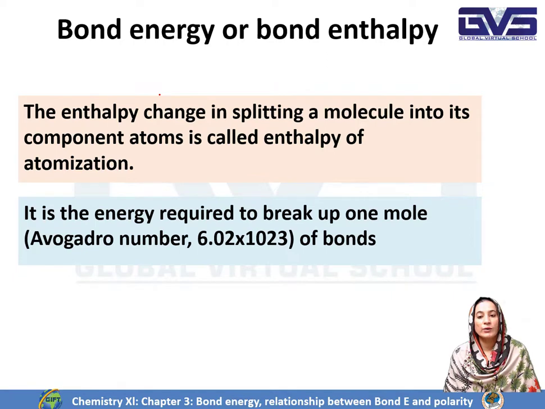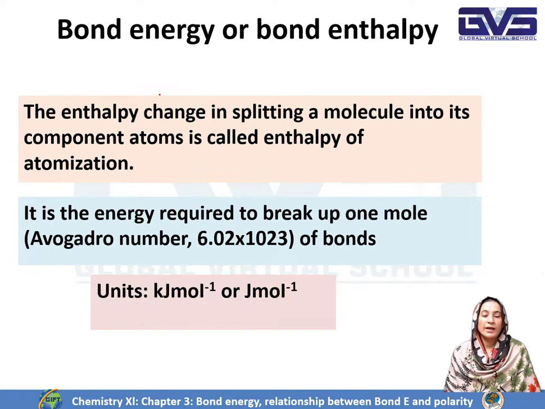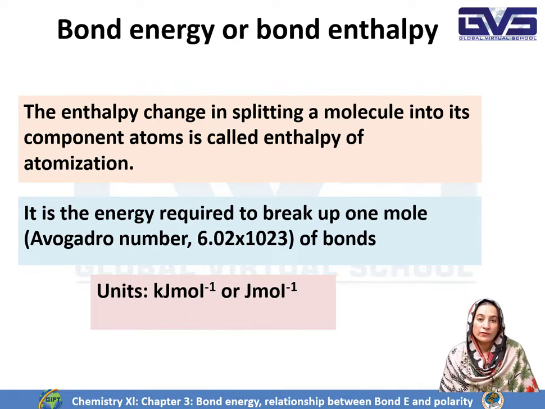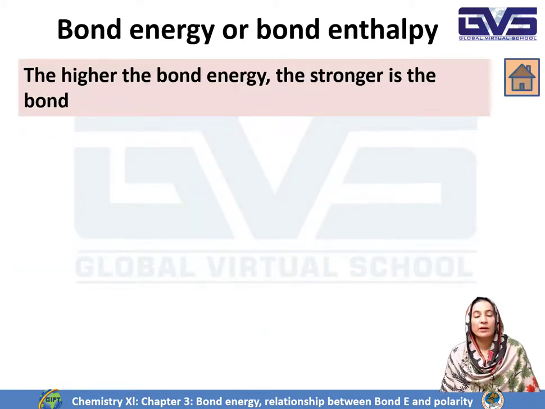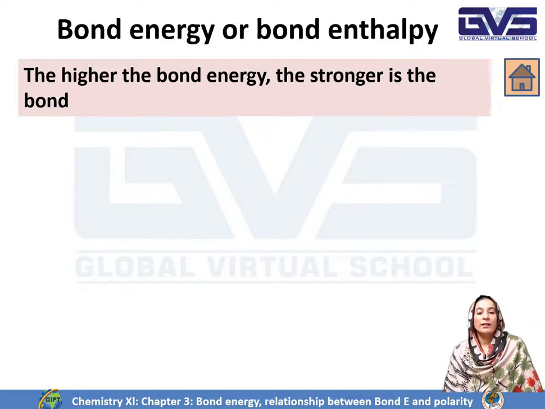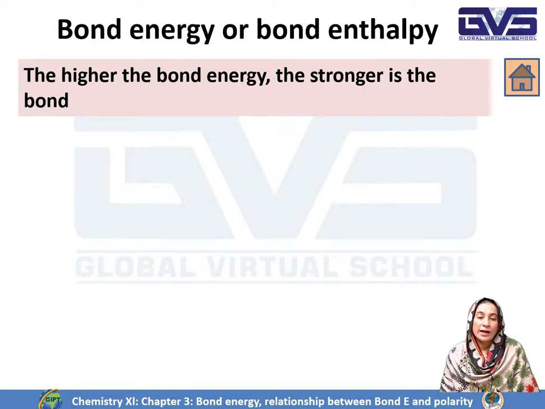It is the energy required to break 1 mole, where 1 mole is Avogadro's number, 6.022 times 10 raised to 23 atoms or bonds of a substance, and its units are usually joules or kilojoules per mole. So usually the values are written for 1 mole of the substance and are determined in joules or kilojoules. The bond energy depends upon the strength of the bond. The higher the bond energy, the stronger the bond. If the energy is lower, the bond is weaker.